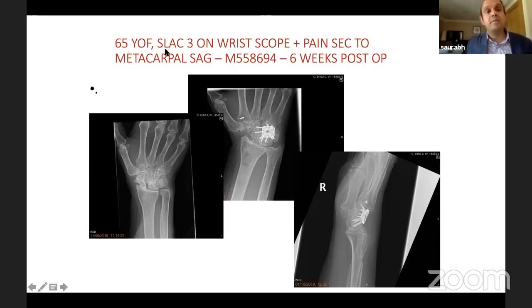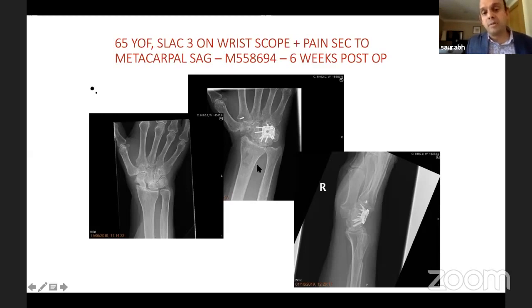So, 65-year-old female, SLAC 3 again on wrist scope. I have shown you the wrist scopy pictures before. So we know it's a SLAC 3 wrist. And there was another problem here, if you see, there's no trapezium. She had a trapeziectomy 8 to 10 years back. So the thumb has completely sagged. It's now hitting the trapezoid and the scaphoid.